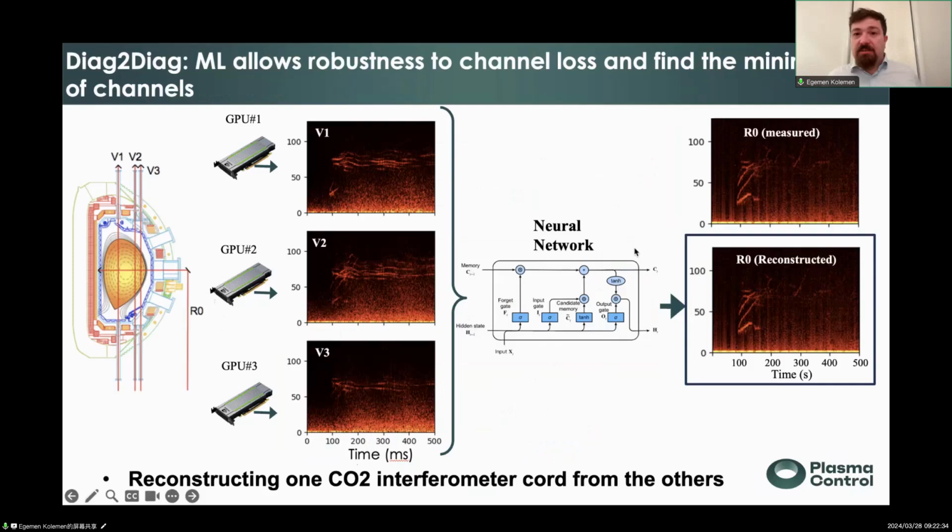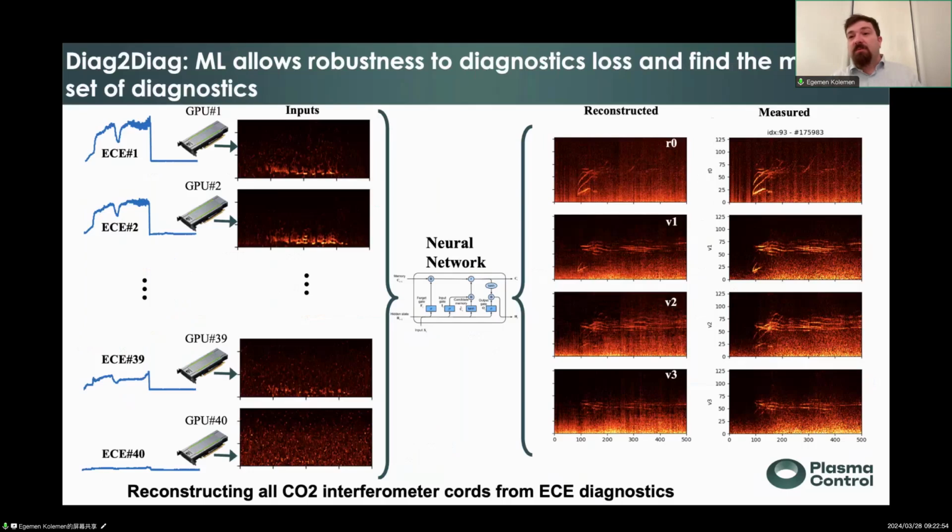So why is this interesting? Well, like I said, in a reactor, we are not going to be able to put many diagnostics. What this tells you is maybe instead of putting 4 channels, you need 3 or maybe 2. So you can do this comparison and find which channels you're going to need, which you're not going to need. Then we said, okay, let's try to look at going from one diagnostic to another diagnostic.